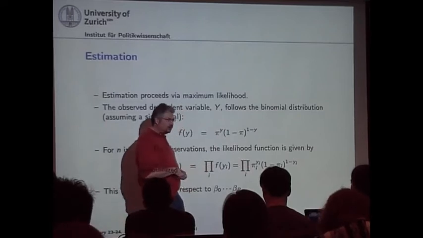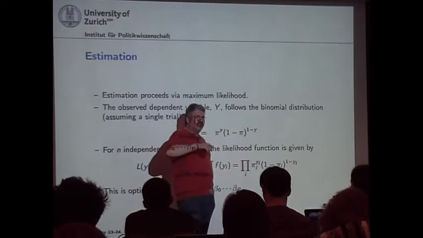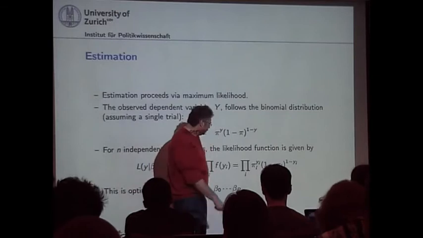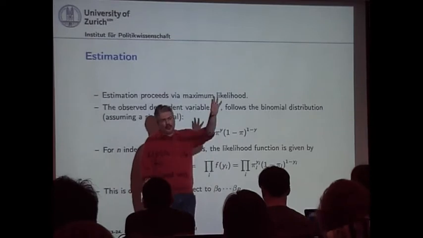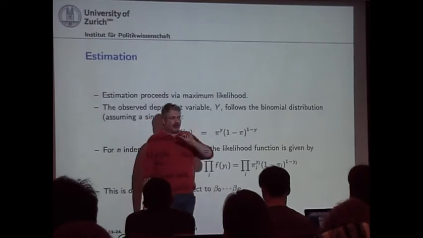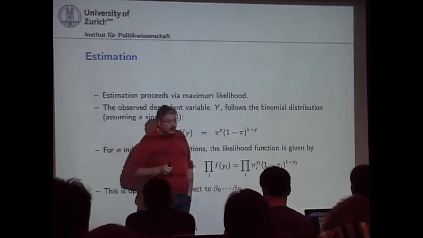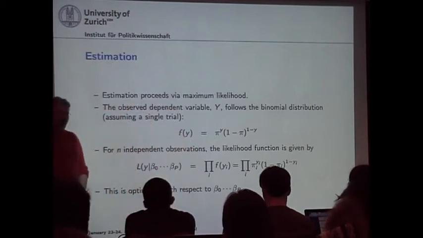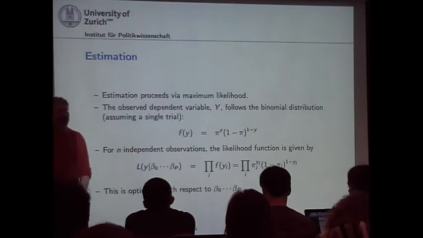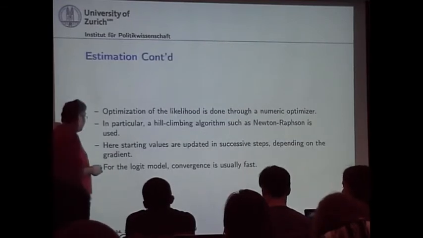This big pi here is a product sign, so that means that we take the expression after it and multiply it for successive observations. So you think of this as pi for the first observation raised to the power y1, times 1 minus pi for the first observation raised to the power 1 minus y1, times pi for the second observation raised to the power y2, times 1 minus pi2 raised to the power 1 minus y2. And that is then optimized using Newton-Raphson.